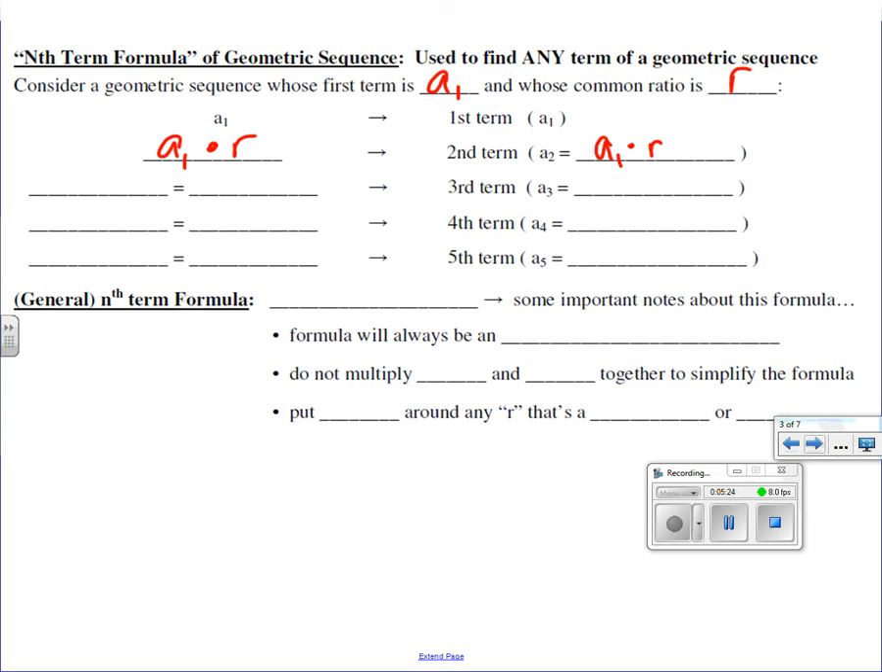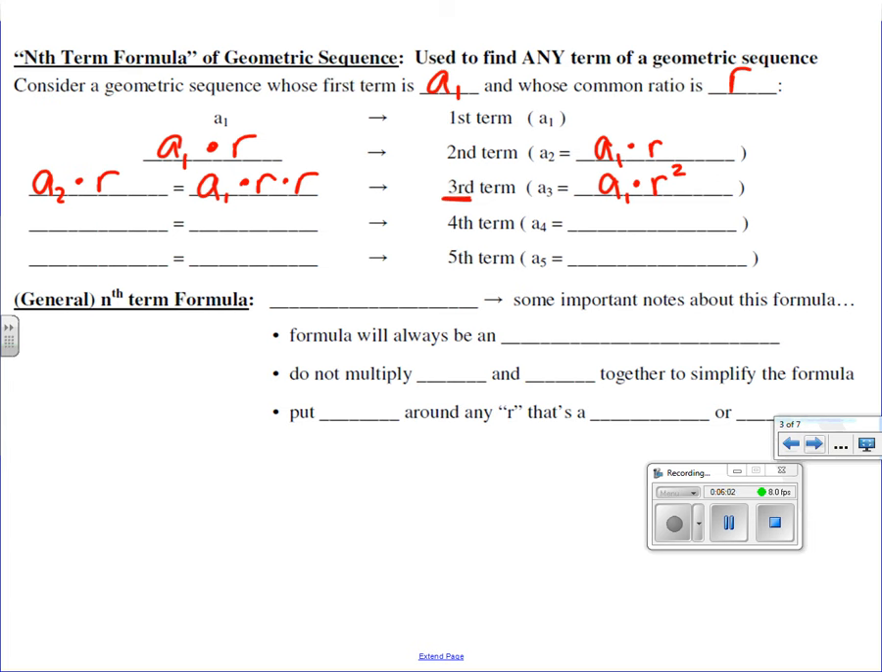Does anybody know how you could get the third term? You could do A2 times R. Anybody know another way to get the third term? A1 times R times R. What we're going to do over here is write it shorter. So I'm going to write A1 times R. What is R times R? R squared. So that's how I'm going to write it on that side.